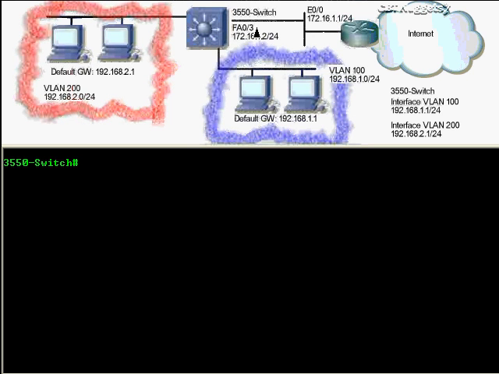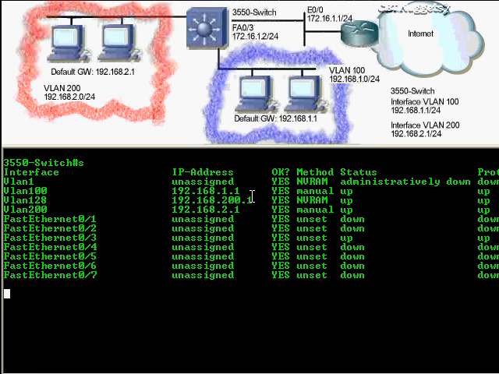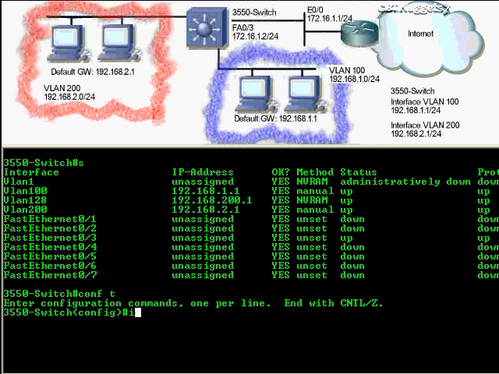So let's step beyond the SVIs, because SVIs are very straightforward. As of right now, this switch is capable of moving traffic between VLAN 100 and 200 and 128 to do local traffic. And that's considering that I've gone to global config mode and typed in IP routing to let it know you are capable of IP routing in the layer 3 functionality.